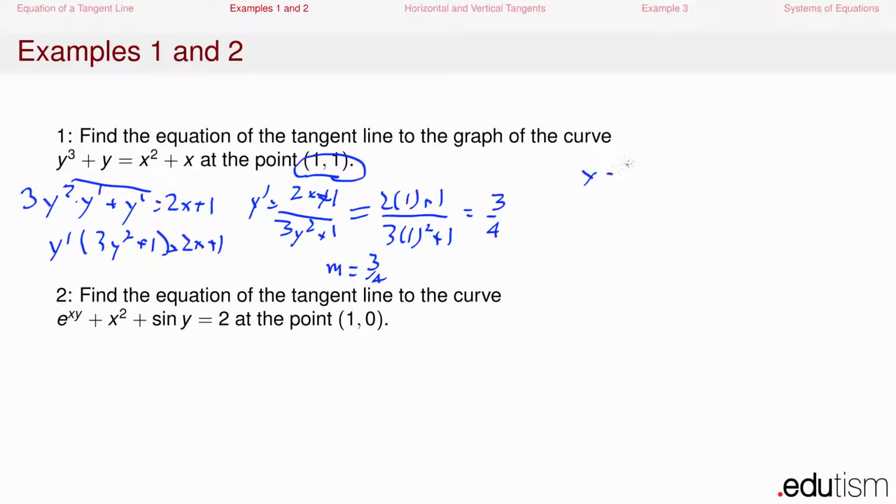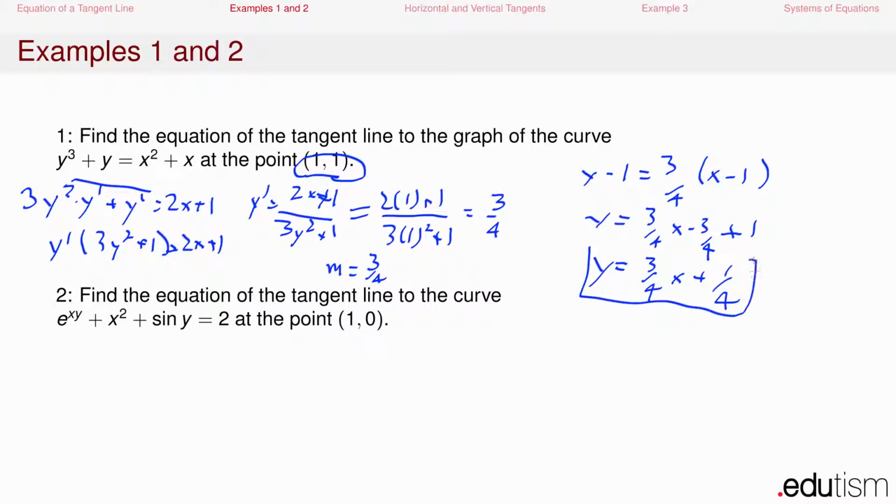We get y minus y0, which is 1, equals m, which is 3/4, times x minus x0, which is also 1. Simplifying this, we get y equals 3/4 x minus 3/4. The minus 1 over here becomes a plus 1, so we get y equals 3/4 x plus 1/4. So this is the equation of the tangent line.